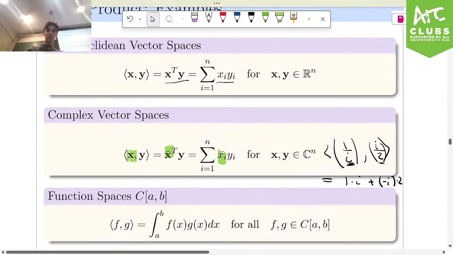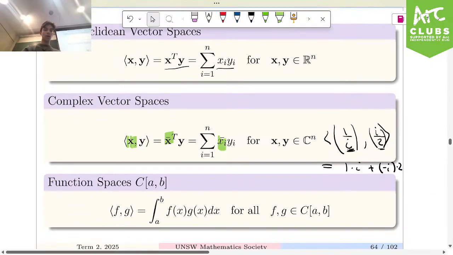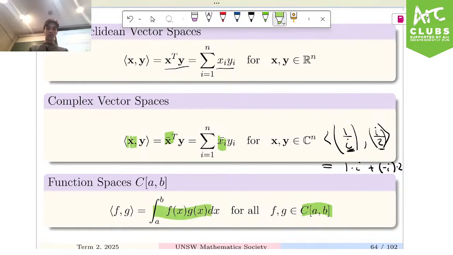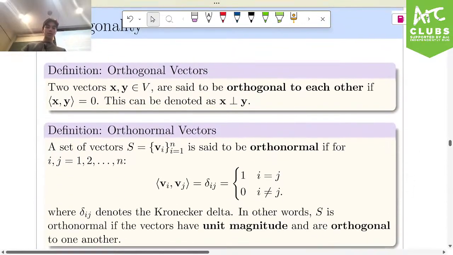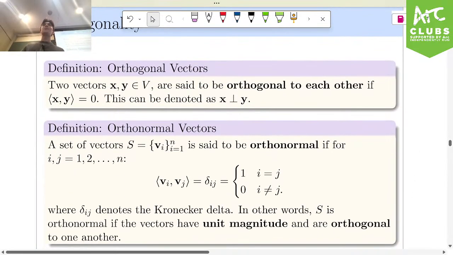And a bit of a more interesting one, we've got an inner product on the vector space of continuous functions on an interval from a to b, right? And in this case, the inner product actually turns out to be an integral. So now that we've generalized the dot product, we can generalize the concept of orthogonality.